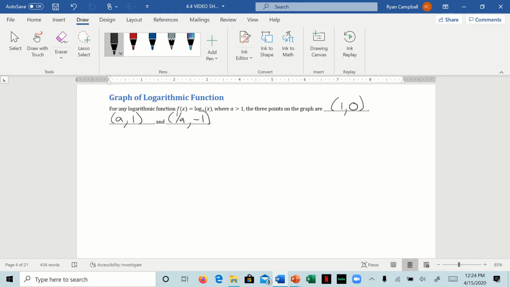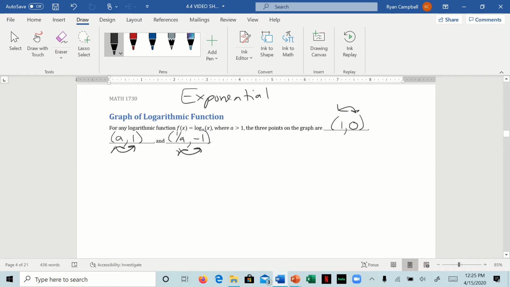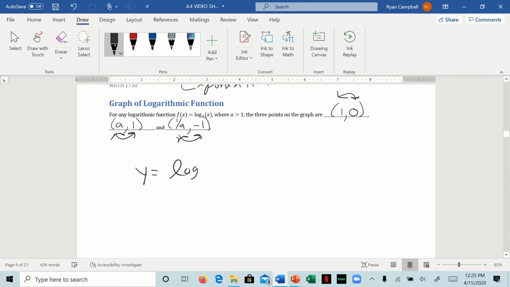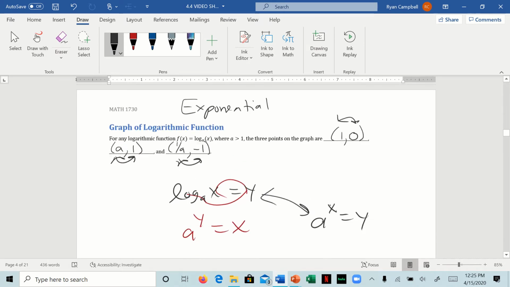These actually may look similar, right? So if you go back to our exponential function, these are just flipped. These points that we graph for the exponential functions, they're just flipped with the x and y, which makes sense, right? If y is log base a of x, right? Oh, if we want to do it in our way. So that means it's a raised to the y equals x. And isn't that the inverse of a to the x equals y? Yeah, right? So these are actually inverses of each other, the exponential and the logarithm.